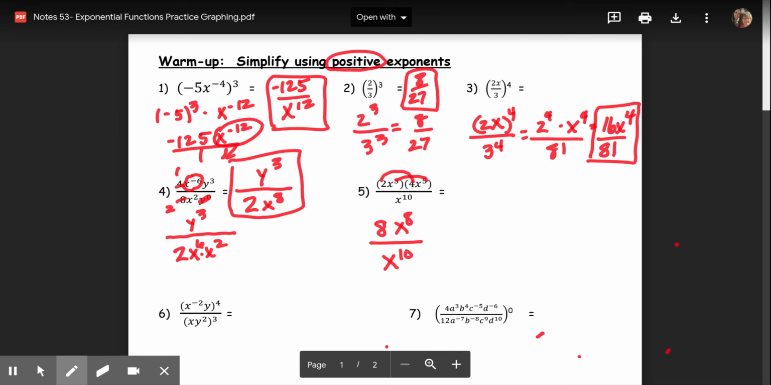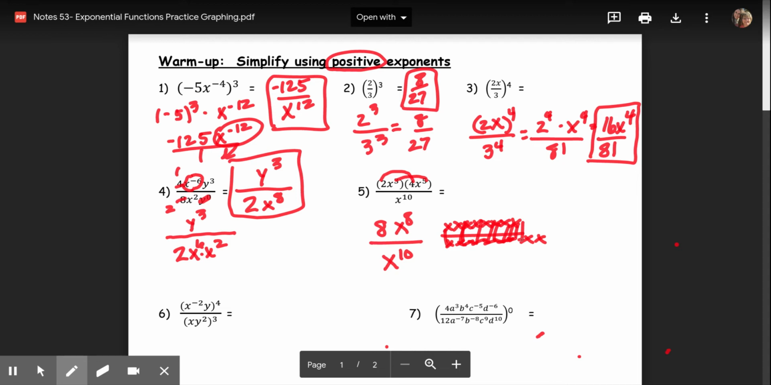So remember, we want to write this using positive exponents. So think of your expanded form of x's. If you have 8 of them in the numerator, 4, 5, 6, 7, 8, and you have 10 of them in the denominator, all 8 will cancel out in the numerator and the denominator. So you're only left with 2 of those x's in the denominator.